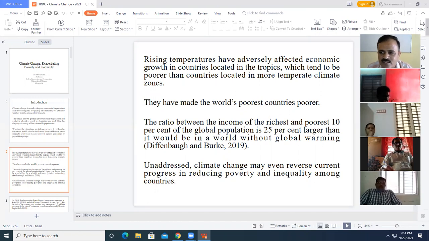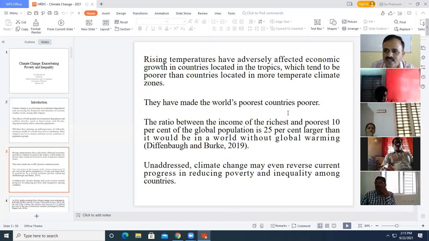So if these effects of climate change across people, across countries, or regions within a country are not addressed, then climate change may even reverse the current progress in reducing poverty and inequality among countries. That's why there is a need to address the global warming and climate change problem. If that is not done by the countries of the world, it will reverse the current progress that has been made by most countries in reducing poverty and inequality.